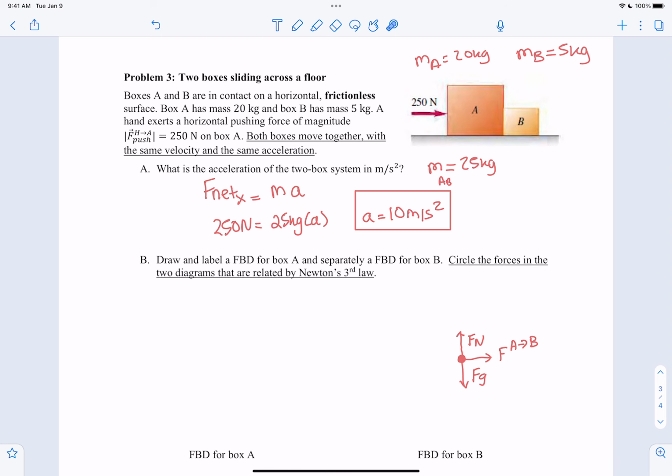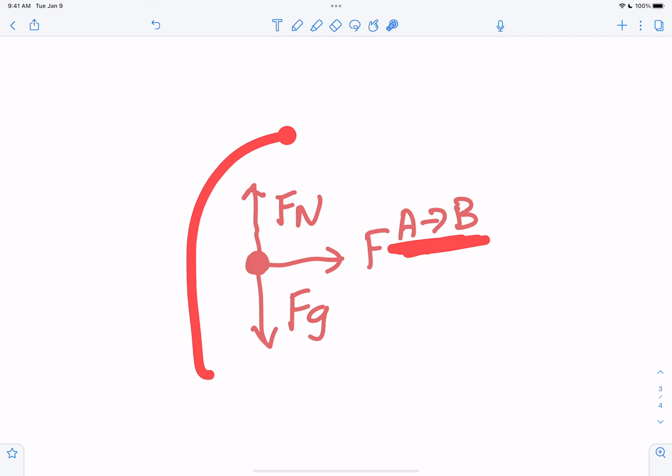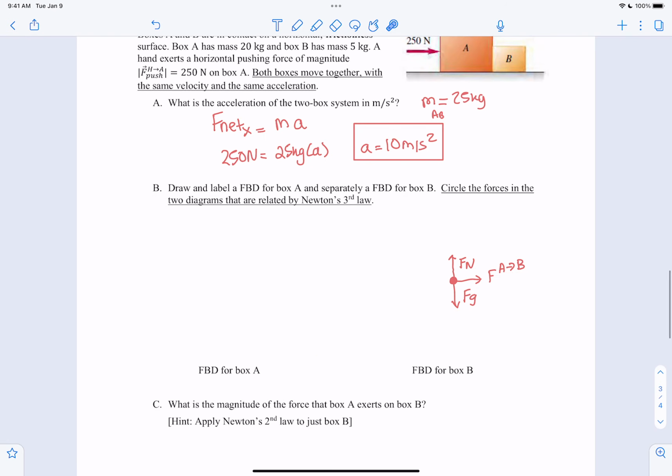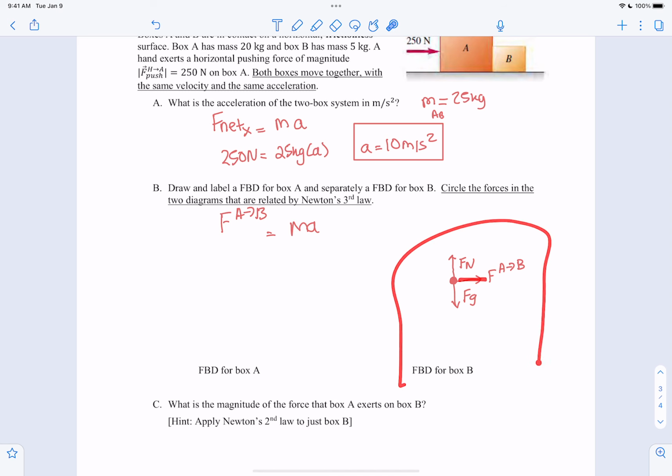Does that make sense? Because what this is going to be factoring in is that we're separating box B and box A, right? If I want to calculate F A on B, which is what we'll be doing in part C, and this is M A, right? If I'm only looking at box B, what's my mass here? If I'm looking just at box B, what's my mass? 5, right? So whenever I separate out my free body diagrams, I'm looking only at the perspective of that specific box or that specific object, right? What that object is feeling.